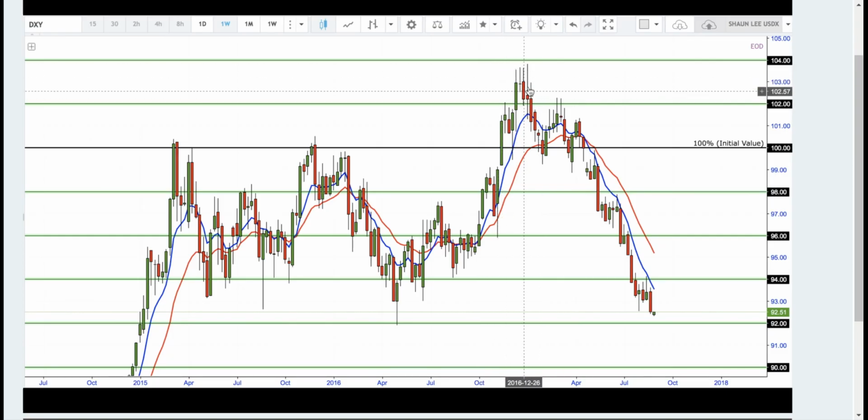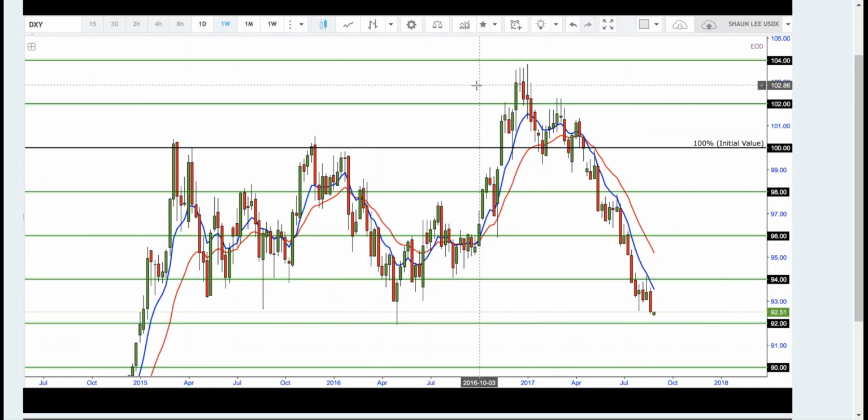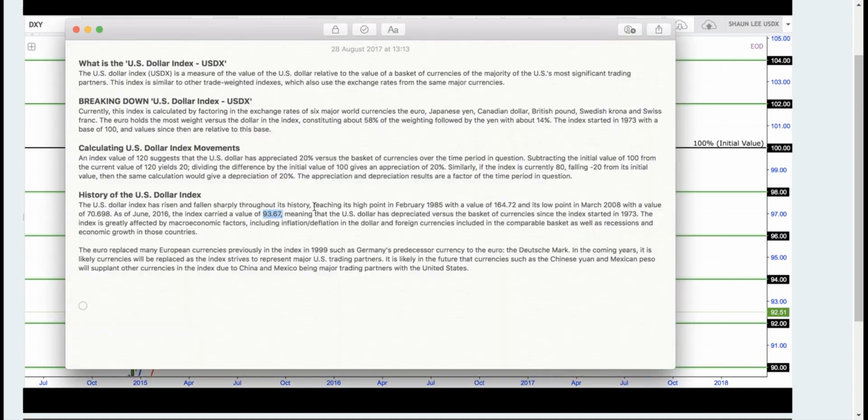And this break, if we look at this breakout past 102 when it was 2% up, this is when it forced the euro through that level, but it was quickly whipped back and below. The price started to fall back below its 100% initial value. So let's start here. As of June 2016, the index carried a value of 93.67, meaning that the dollar had depreciated versus a basket of currencies since the index started in 1973.